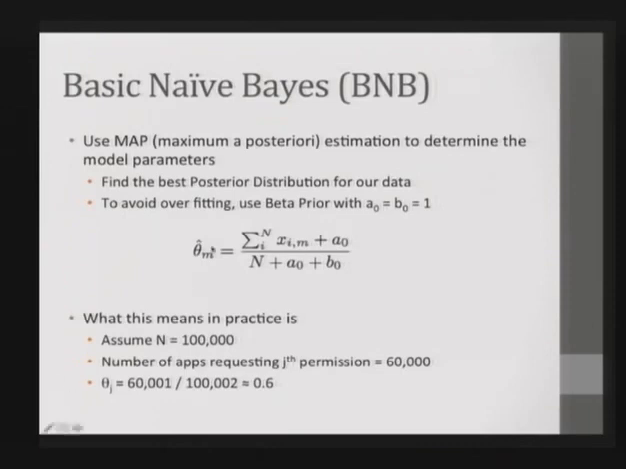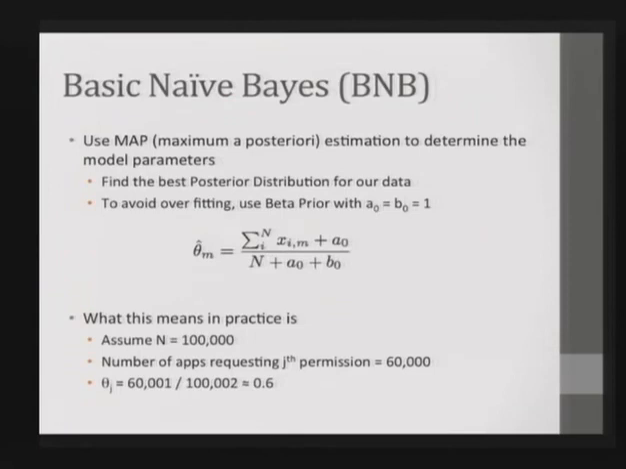And so what this means in practice, it's all this fancy language, maximum a posteriori estimation. But all this really means is we're going to take the number of times a permission was requested divided by the total number of data points we have, and that's the probability that this permission is requested by any specific app. So as an example, if we have 100,000 data points in our data set and the jth permission is requested 60,000 times, then we're going to have our theta j value being about 0.6. So that's how we create all of our theta values, and then we use that prior to calculate the probability of any permission vector. And this is the basic model that we talk about.